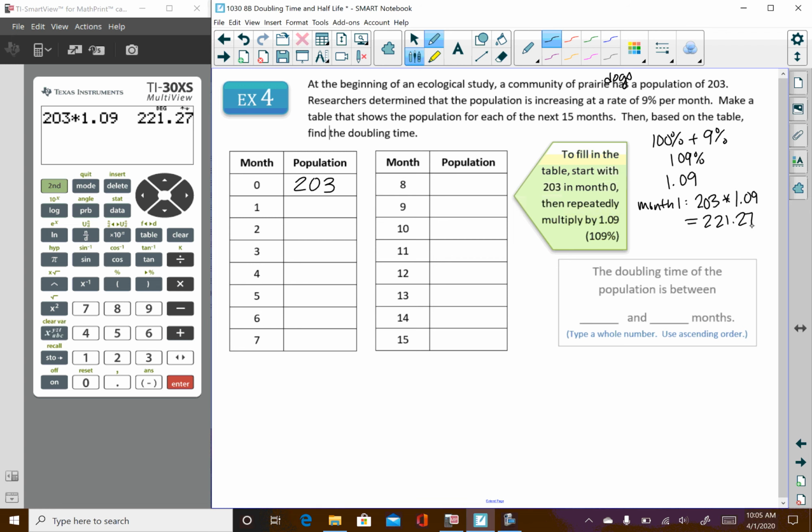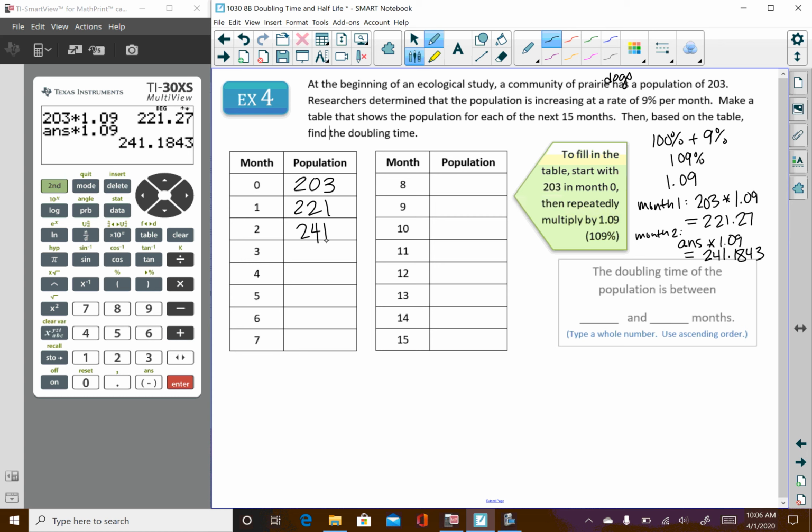Now we're talking about prairie dogs, so I'm going to round to the nearest whole number there, 221. But for my next calculation, I am not going to use a rounded number. I'm going to continue using that 221.7. So for month 2 in your calculator, type in answer times 1.09. So I'm just going to hit times and it'll use the prior answer, and then times 1.09 to get our next month. So month 2 is 241.1843. Again, I'm going to round that for my table to the nearest whole number.